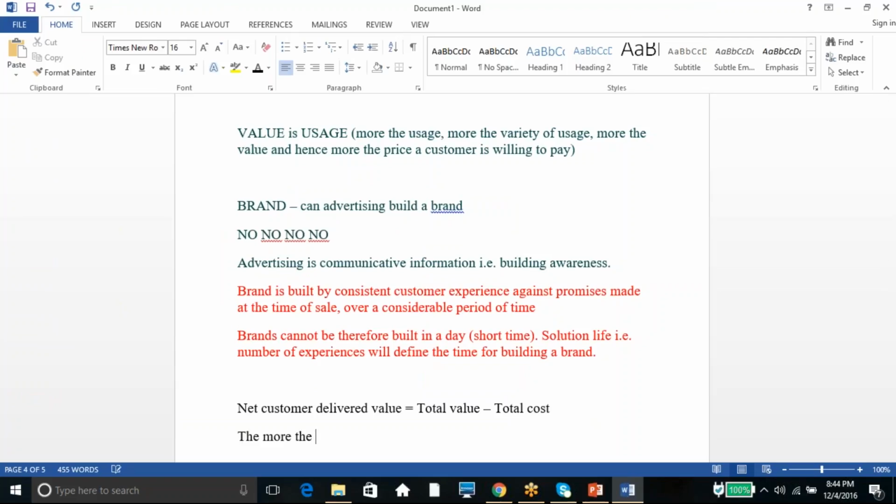The more the NCDV available with respect to a competitor, the more the scope to increase price.